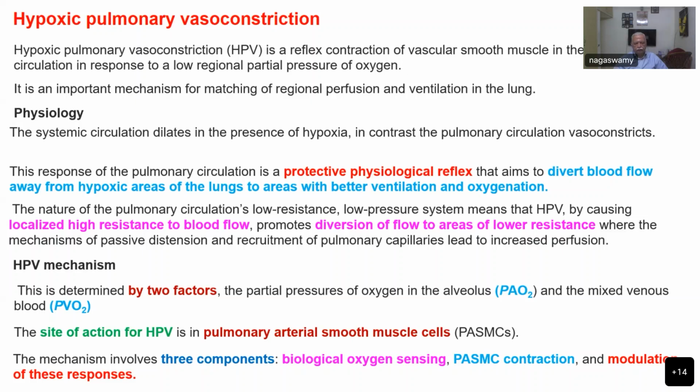So first there is a sensing mechanism, second is a contraction mechanism, third is a modulation mechanism to alter, if there is a need to relax this muscle, that also should happen. It should not go in for a constant constriction. So that is the third mechanism of modulation.